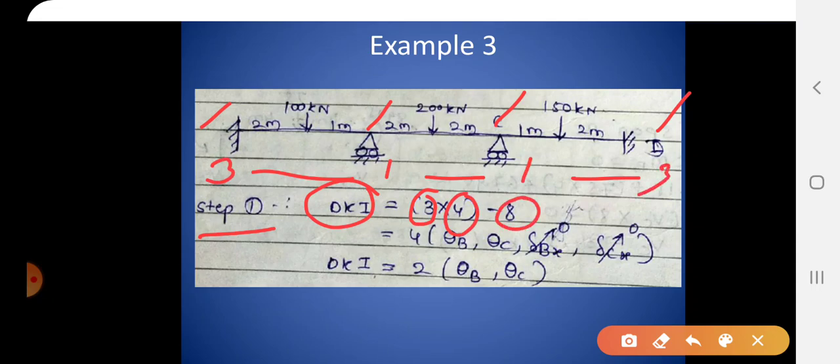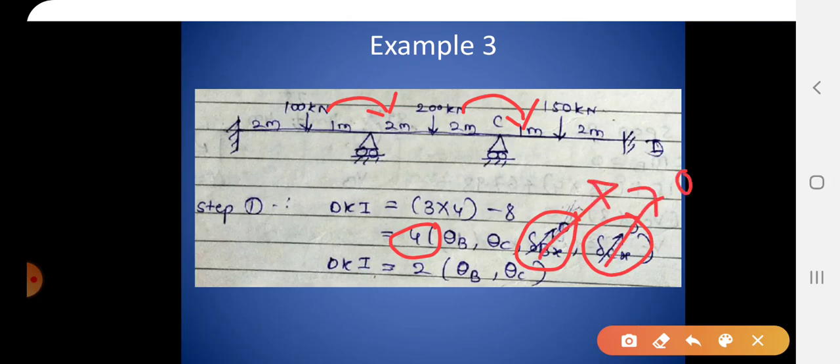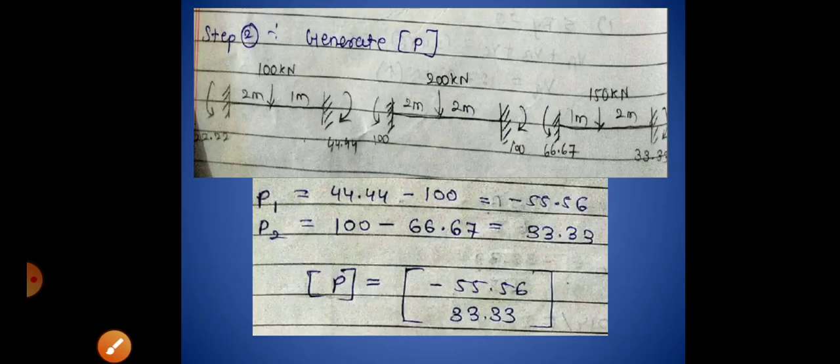So total support reactions 8. Okay, so total DKI will be 4. So what are these? Rotation at B, rotation at C, and delta Bx, delta Cx, translation at B and translation at C in x direction. But this we can neglect because these values are very small. Therefore DKI will remain 2, and it is rotation at B and rotation at C. Okay, so these are the two unknowns, the redundants you may say.